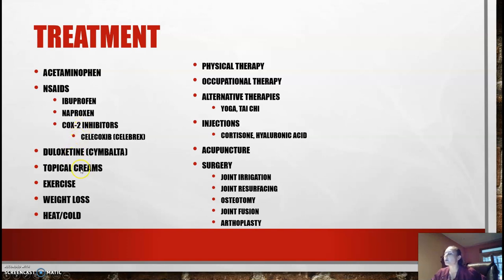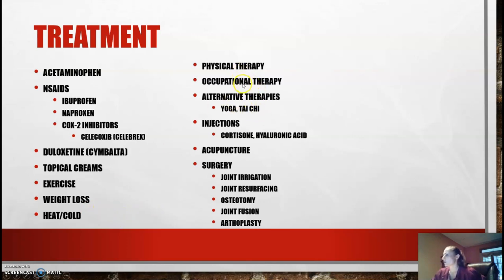Duloxetine may help. We may do topical creams to that joint. Exercising that joint helps with the blood flow there and kind of prevents the breakdown of that cartilage, so make sure the person's mobile. If they are obese, we may need to do some teaching on weight loss. Heat and cold therapy may help.